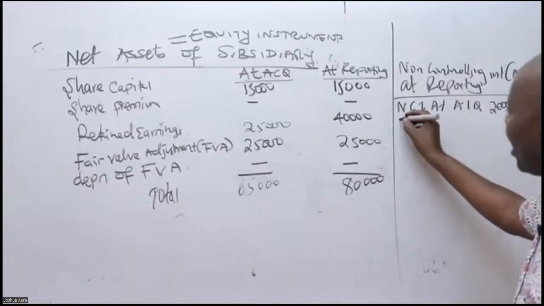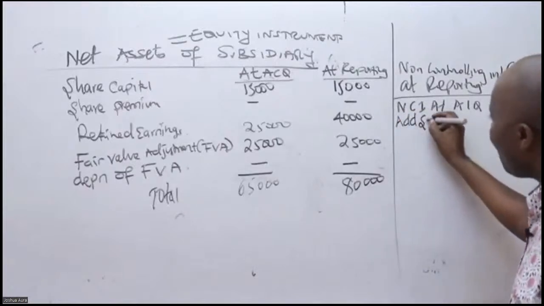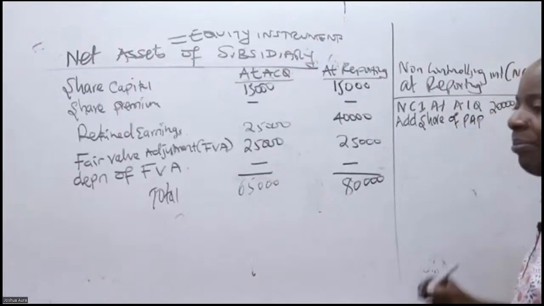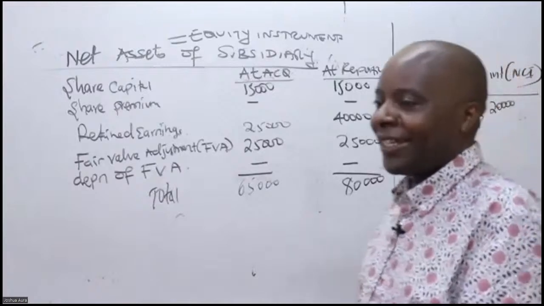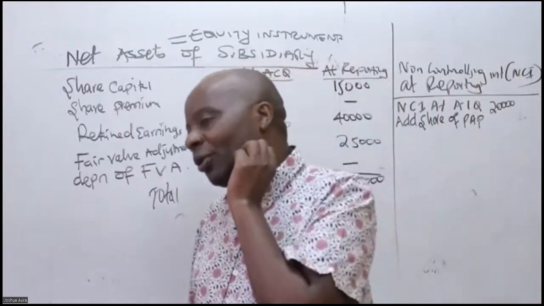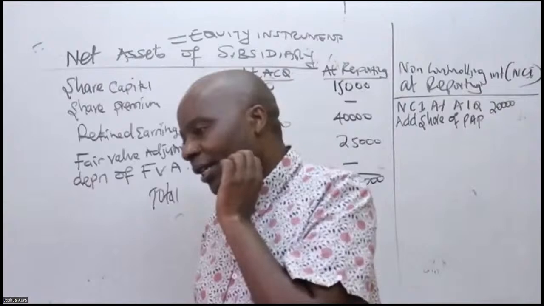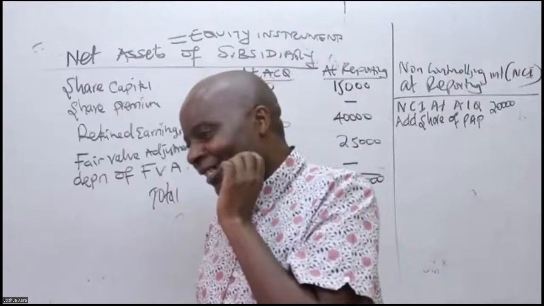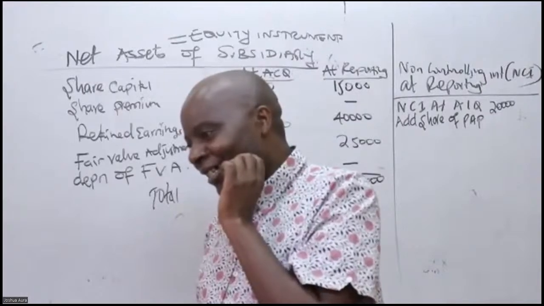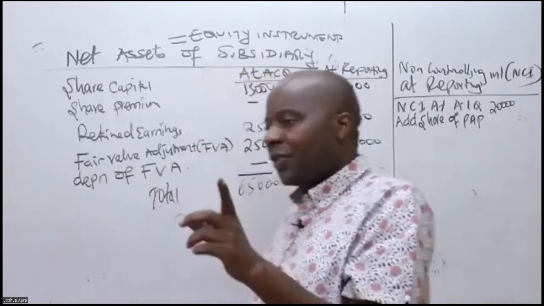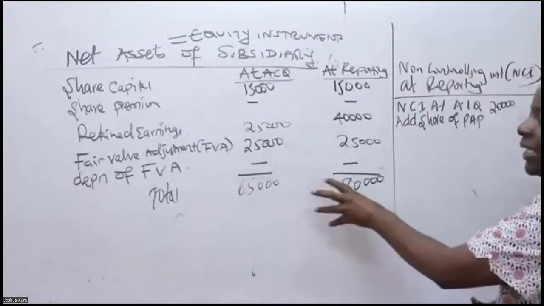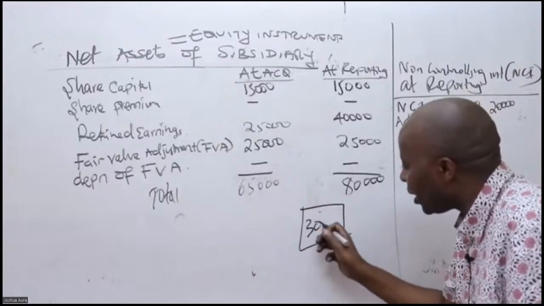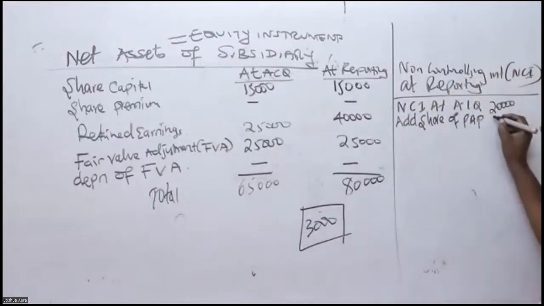So you come and add share of PAP. Do you remember the PAP figure for NCI? Is there anybody who is able to remember the PAP figure for NCI? 3,000, isn't it? Now listen, remember this 3,000 figure is somewhere. There is a cell which has this 3,000. So I don't need to start writing 3,000 here from scratch.